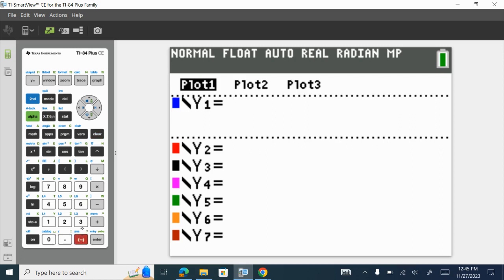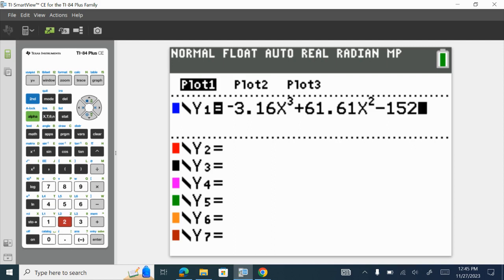Your cubic function is -3.16 x to the power of 3 plus 61.61 x squared minus 152.24 x plus 59.21. All right. So again, -3.16 x cubed plus 61.61 x squared minus 152.24 x plus 59.21. So that is our cubic function, okay?